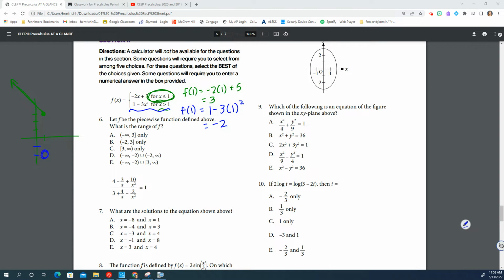Open circle here. In this piece, every time x is greater than 0, so to the right of this, I have a quadratic, a U down or a sad face parabola, so it looks something like that.